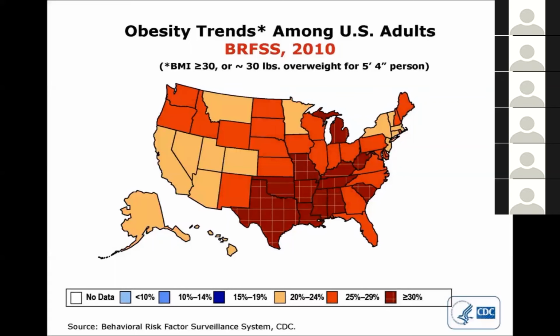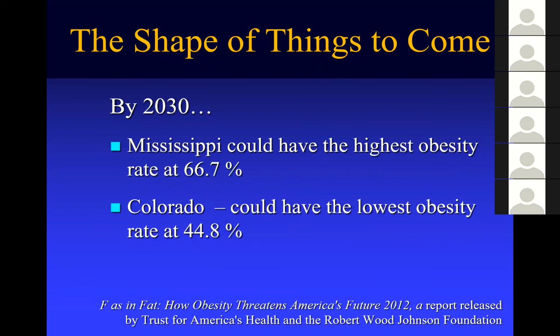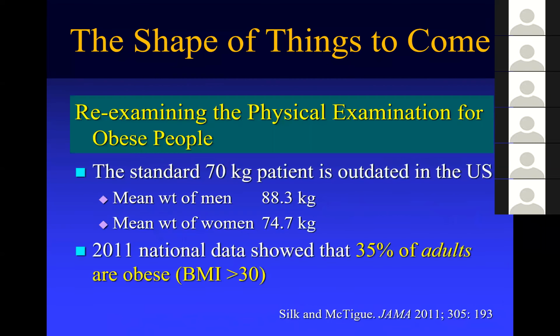And if things continue how they are in another 10 years, well, we can see 60% obesity in 13 states. I guess we would be one of them. And all states could have rates above 44%. So almost half the people in every state will be obese. That's incredible. That's the way it is. Mississippi and Colorado, those are just opposite ends of the expectation.